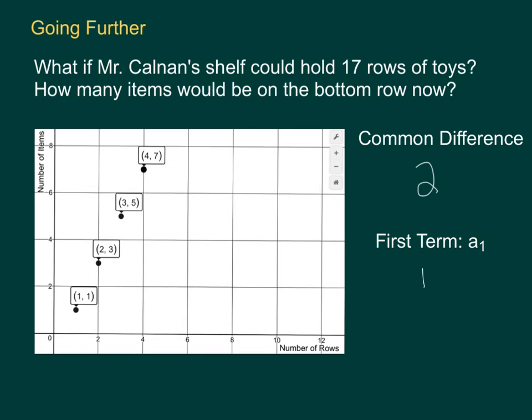If we write these out as a list, 1, 3, 5, 7, we can see that we're going from one term to the next by the common difference. 1 plus 2 is 3, 3 plus 2 is 5, 5 plus 2 is 7. So this is the pattern we can use to help answer the question of what could happen if we're holding 17 rows of toys on this shelf, just to figure out how many are on the bottom row without figuring out everything else in between.